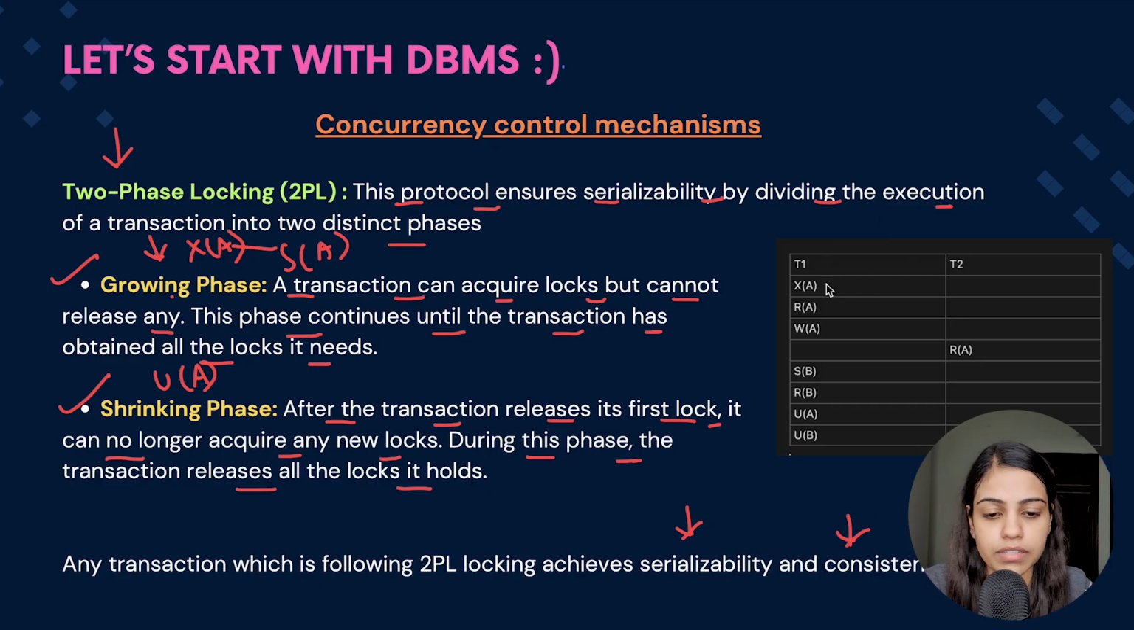So let's see how it happens. Here are two transactions, T1 and T2. As part of T1 we are acquiring an exclusive lock on A, so we can say that T1 is right now in a growing phase. There is a read of A and a write of A happening.